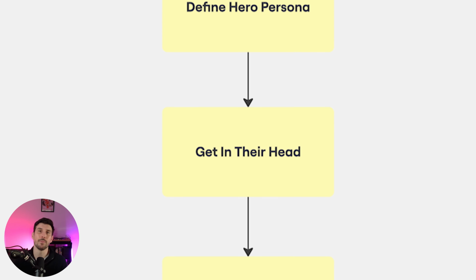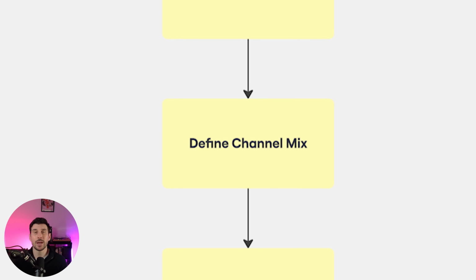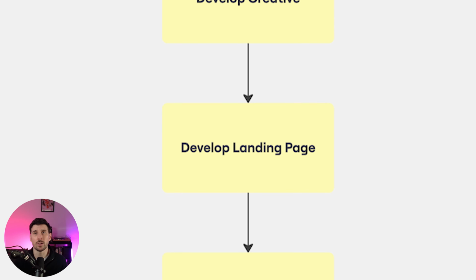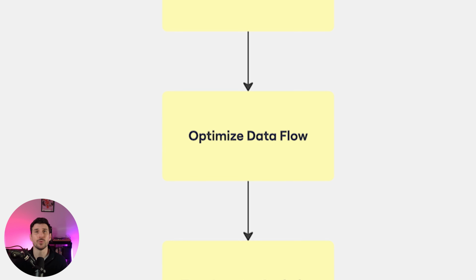Then we do research to make sure that we can think and speak like they do. We define our channel mix, figure out where they like to hang out and how we want to approach them. We develop our messaging. We develop our images, our videos, our creative. Then we either fine tune our landing page so that cold traffic converts on it, or we develop a new landing page. Then we optimize our data flow to ensure that each ad channel is getting the maximum amount of data to go out and find more target customers for us.